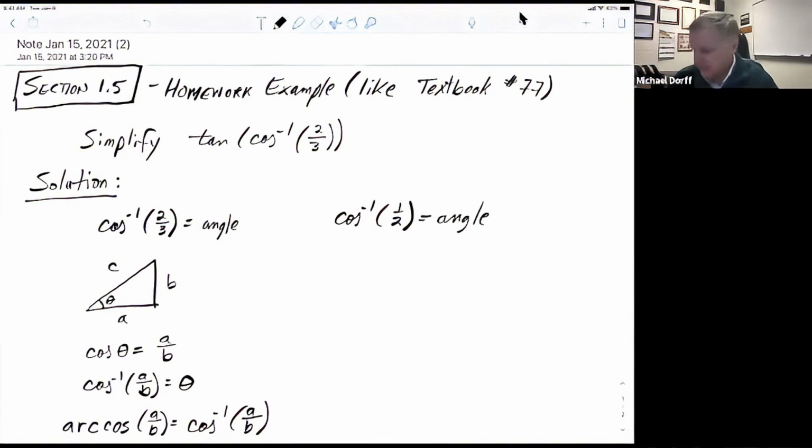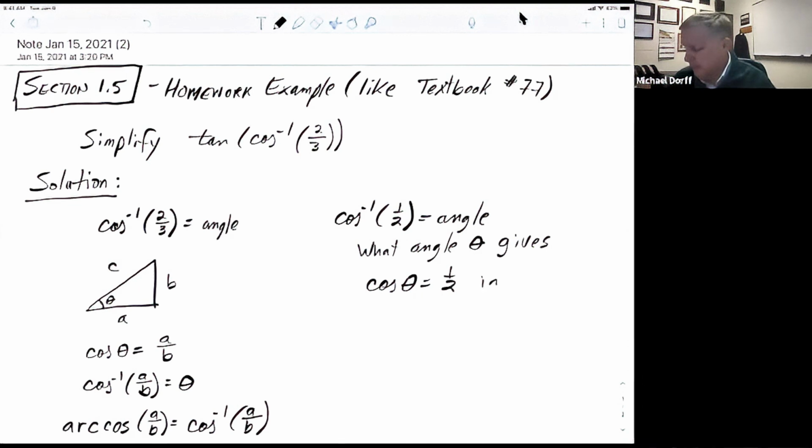And what angle does it represent? Well, that's the same thing as saying what angle, and I'm going to give the angle a name, theta, what angle theta gives the cosine of that angle equals 1/2. And now it has to be within the domain of the trig function. So for the inverse cosine, we know that my domain is going to be between 0 and pi. So my angle has to be between 0 and pi. If I go beyond that, then the function values repeat and I can't do an inverse function. I have to have a one-to-one value.